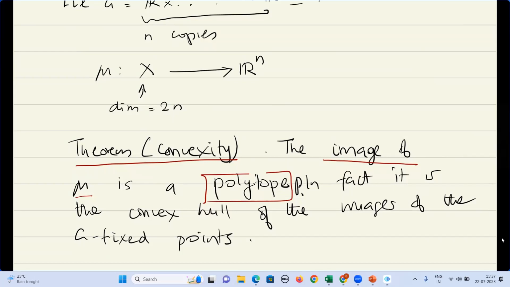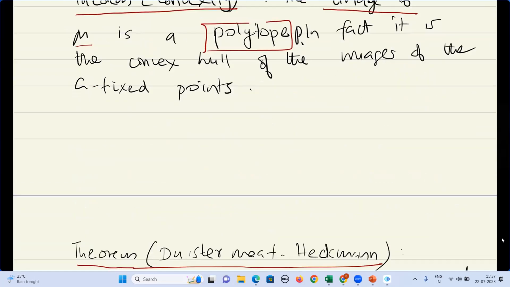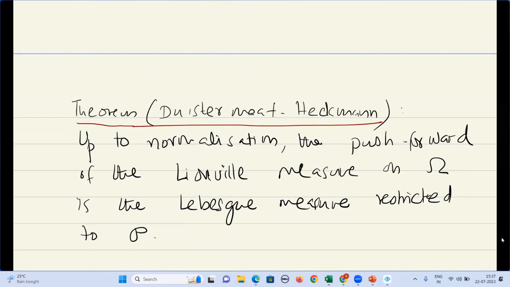And so this is the convexity theorem. I think in this case, the convexity theorem goes back to Delzant, but various generalizations were proved, I think, by Atiyah, and then Guillemin and Sternberg. And the Duistermaat-Heckman theorem is that up to normalization, the push forward of the Liouville measure on omega is a Lebesgue measure on Rn restricted to this polytope.